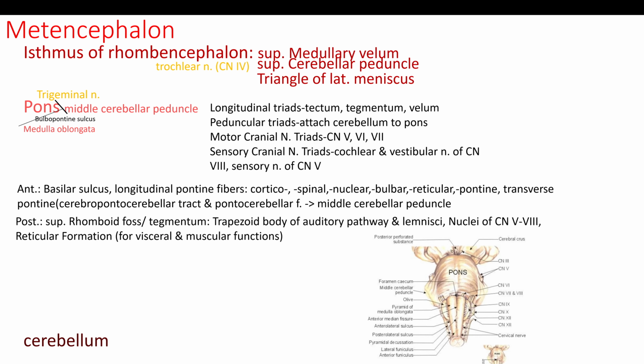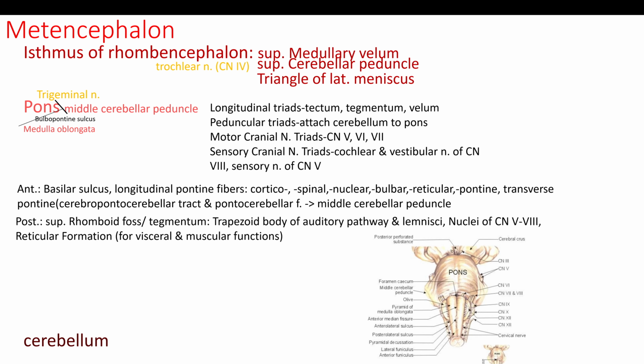Let's start with the many parts which make up the rhombencephalon. First of all, we have the isthmus of the rhombencephalon, the pons, and the cerebellum. The isthmus of the rhombencephalon, also known as the hindbrain, forms a dorsal border between the midbrain and the rhombencephalon. The trochlear nerve (CN IV) lies within this part.